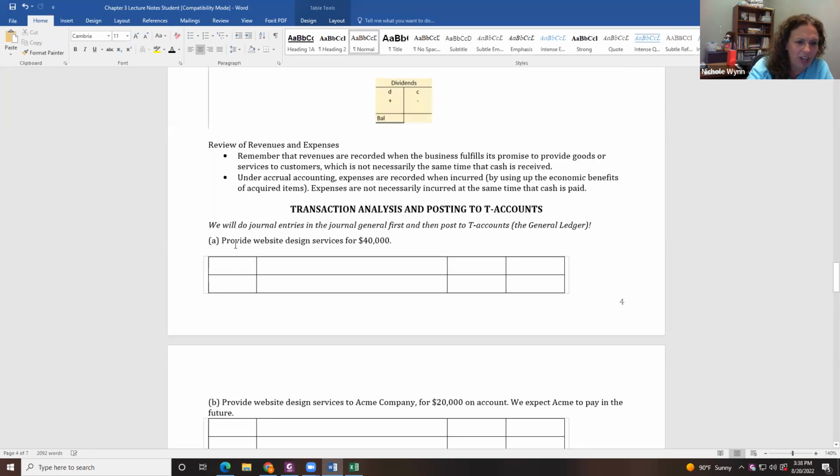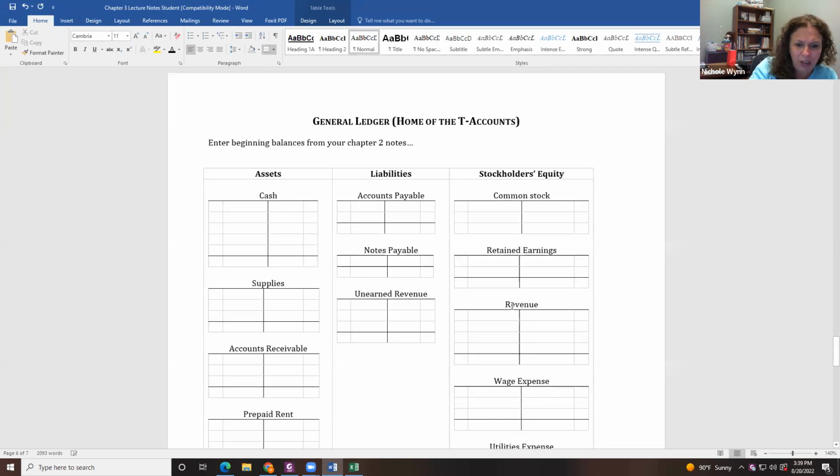So let's go to transaction A. And it says provide website design services for $40,000. Okay, so I'm guessing I'm receiving cash here because it doesn't say on account. Transaction B is going to say on account, but it looks like I'm receiving cash for providing website design services. So when I provide a service to a customer, it will be revenue, and I'm going to receive cash.